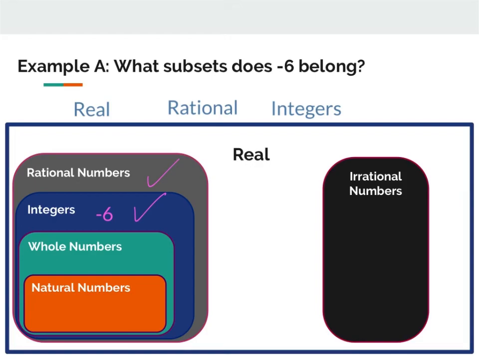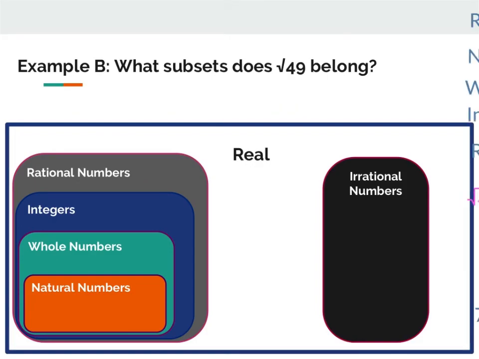Let's take a look at example B. Here we are at example B. It says, what subsets does the square root of 49 belong to? I'm not going to just take the square root of 49 and try and figure out where that belongs. I have to simplify it. So I know the square root of 49 is equal to 7. So I'm going to figure out where 7 belongs. I've got no decimals, no fractions, no negatives.